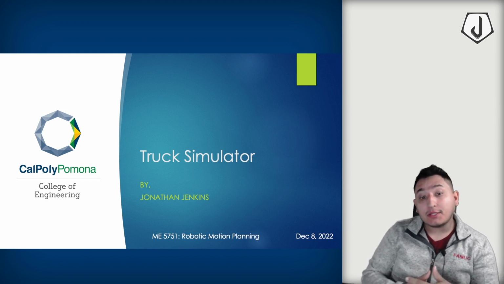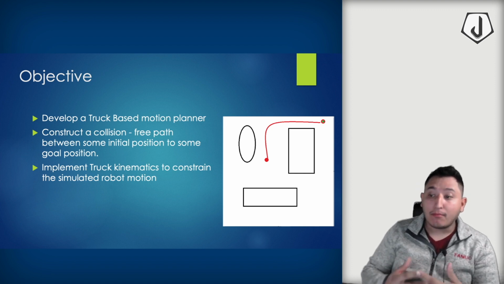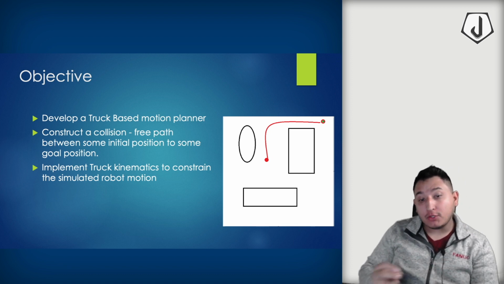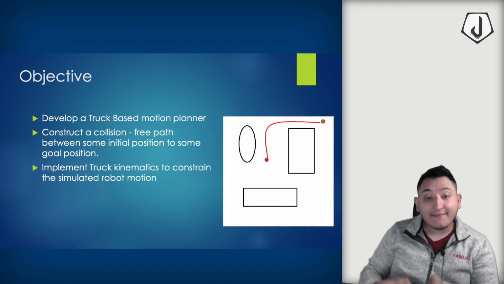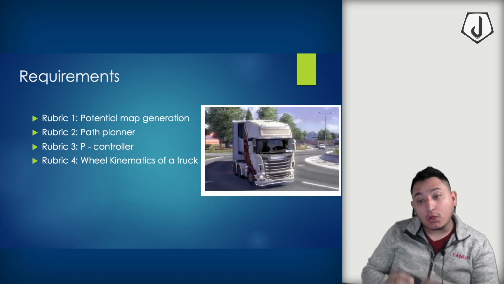In this presentation, I'll be talking about my truck simulator that we developed for this competition. So the objective of our project was to develop a truck-based motion planner. In our motion planner, we need to construct a collision-free path between some initial position and some goal position. In this motion planner, we also implemented truck kinematics to constrain the final output of the robot to simulate a realistic vehicle. Our project had 4 key requirements.